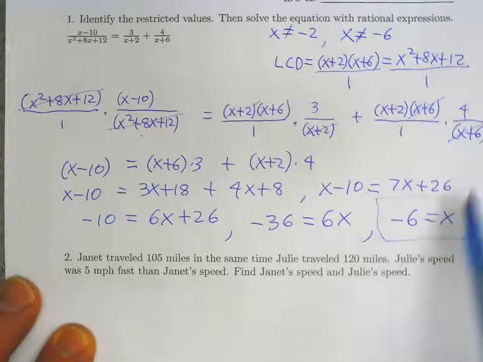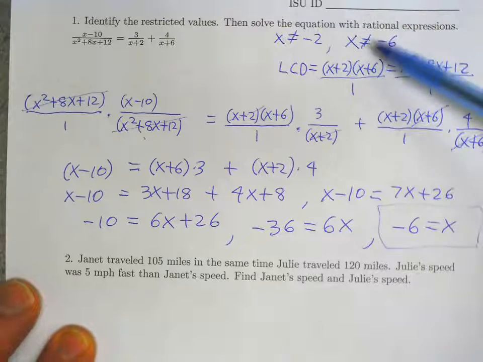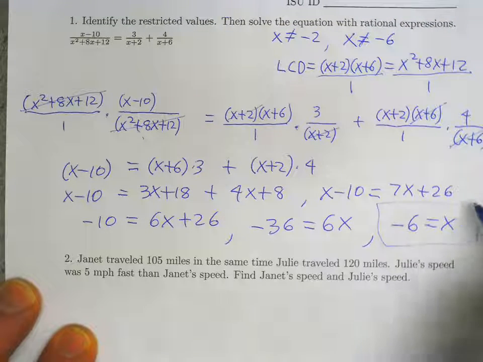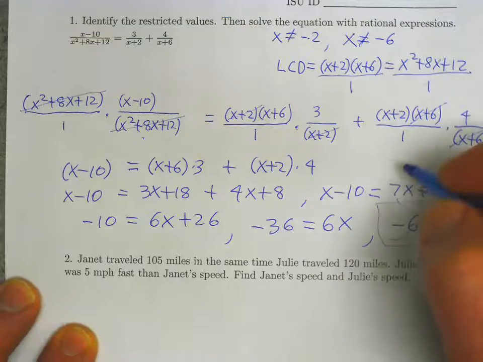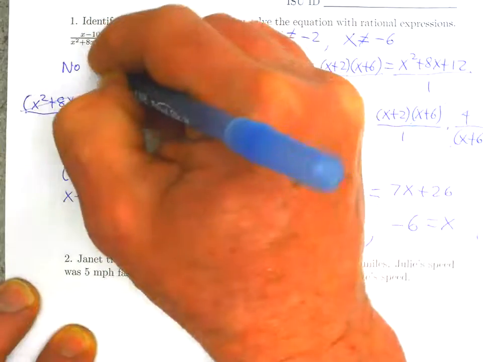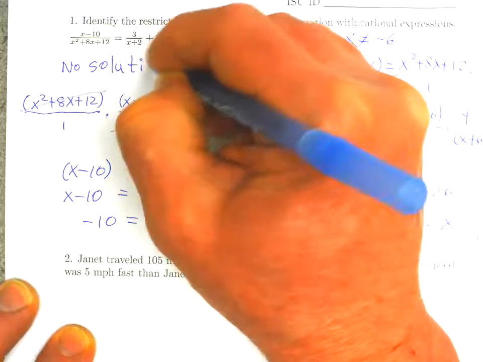But negative 6 is a restricted value. So we have to say that there's no solution. No solution because negative 6 is a restricted value.